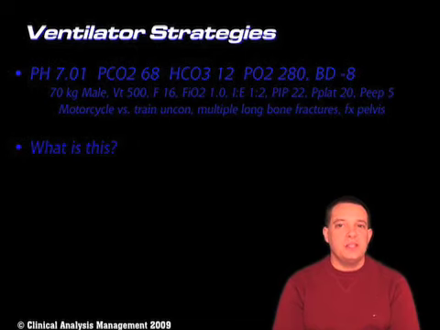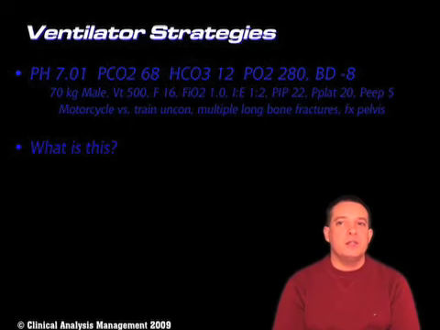The patient's pH is 7.01, the CO2 is 68, the bicarb is 12, the PO2 is 280, and the patient has a base deficit of -8. When we look at our vent settings, the 70-kilo male is on a tidal volume of 500, his rate is 16, he's on an FiO2 of 1, which is 100%, he's got an IE of 1 to 2, his peak inspiratory pressure is 22, his plateau pressure is 20, and his PEEP is 5.